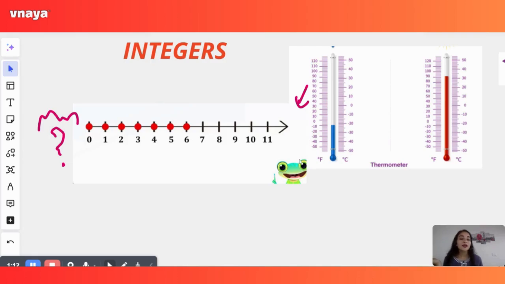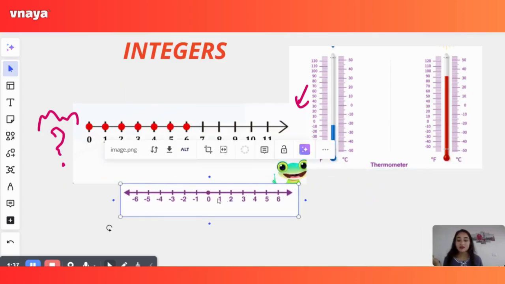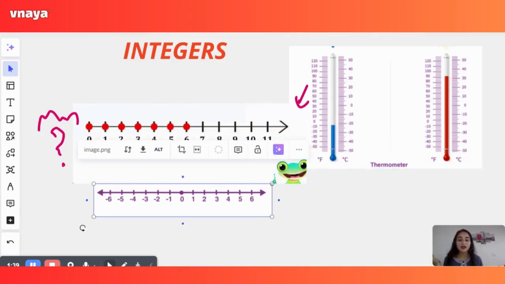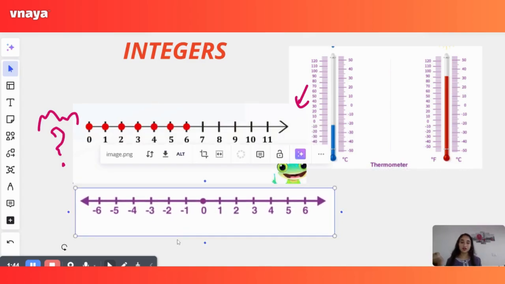So, can you now answer this question? Do we have numbers that are below zero? Yes, we do have numbers that are below zero, and we call them negative numbers. So on the left side, because the right side is always where we start the numbers, below zero there are the negative numbers.